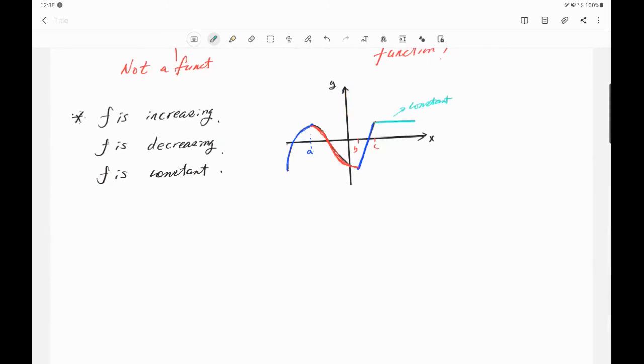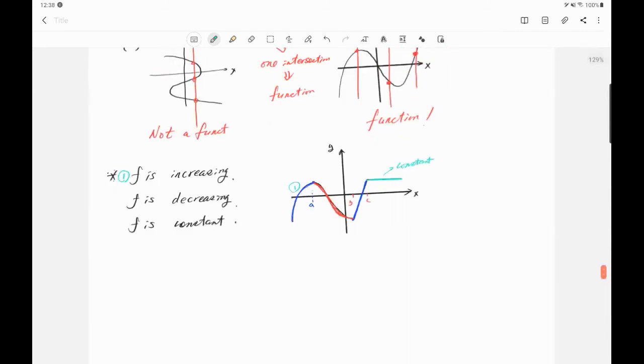Okay, so the blue part is increasing. This is increasing. And the red part is decreasing, right? The function is decreasing on the x interval. And 3 is constant. The function is constant in that interval.